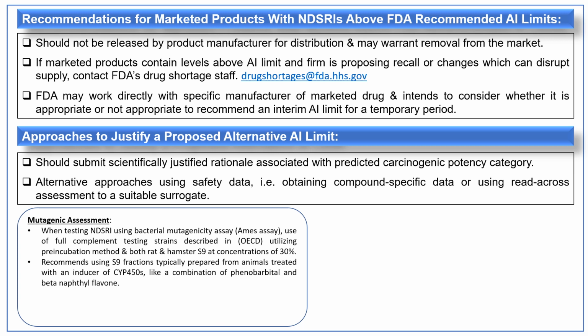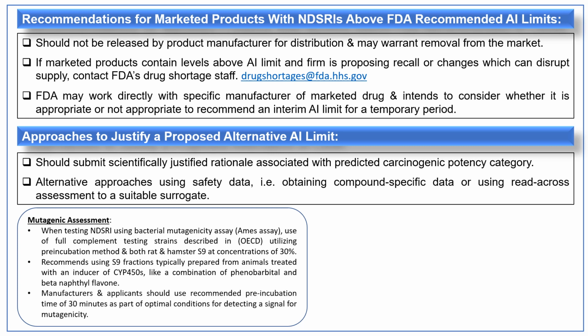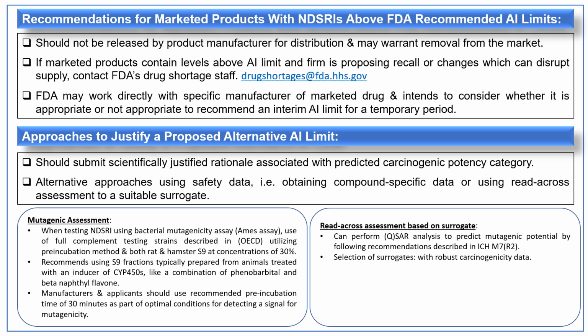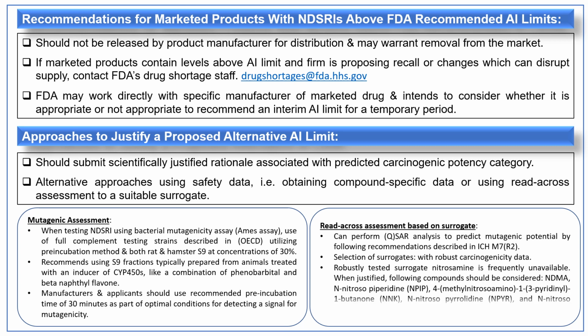It recommends using S9 fractions typically prepared from animals treated with an inducer of CYP450, like a combination of phenobarbital and beta-naphthoflavone. Manufacturers and applicants should use a recommended pre-incubation time of 30 minutes as part of the optimal condition for detecting a signal for mutagenicity. And for the read-across assessment based on a surrogate, one can perform QSAR analysis to predict mutagenic potential by following recommendations described in ICH M7.